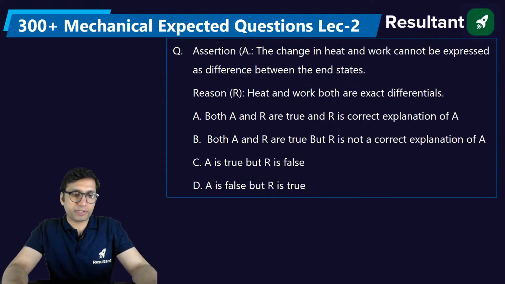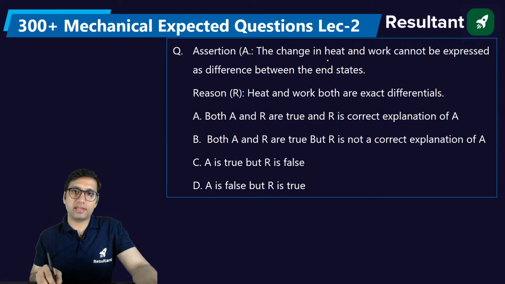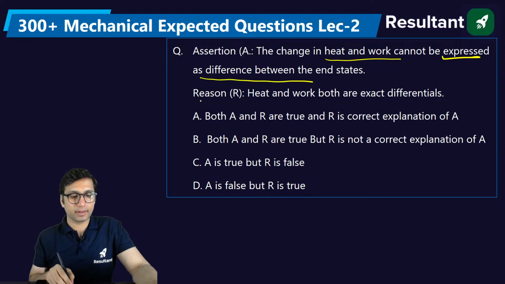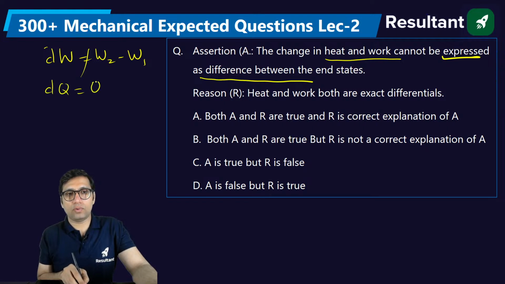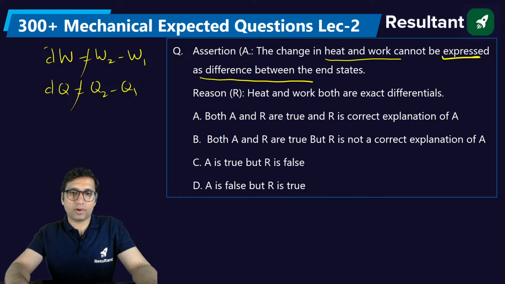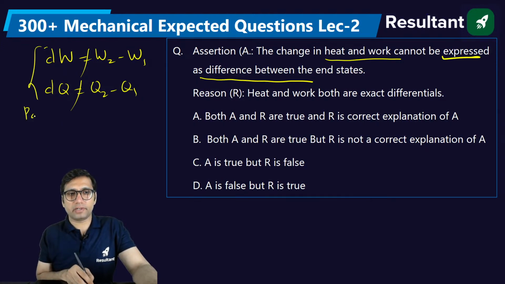This is an assertion reason type question. Assertion A: change in heat and work cannot be expressed as a difference between the end states. For example, can you write work like this, dW is equal to W2 minus W1? No, you cannot write like this. Neither can you write heat change as Q2 minus Q1. No, because they are path functions, and path functions do not depend on the points, they depend on the path.